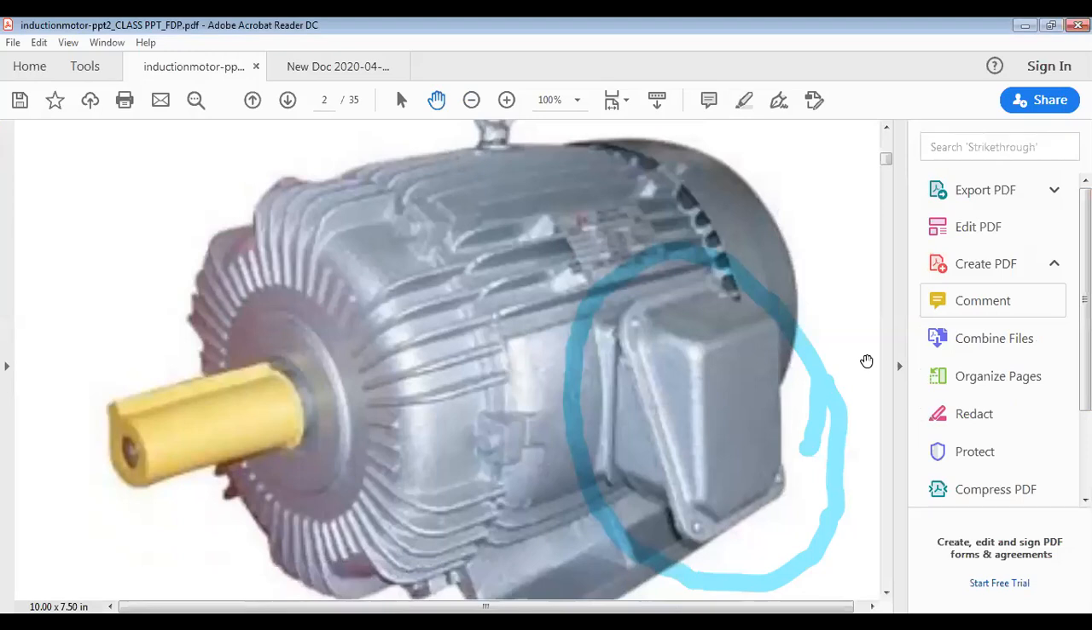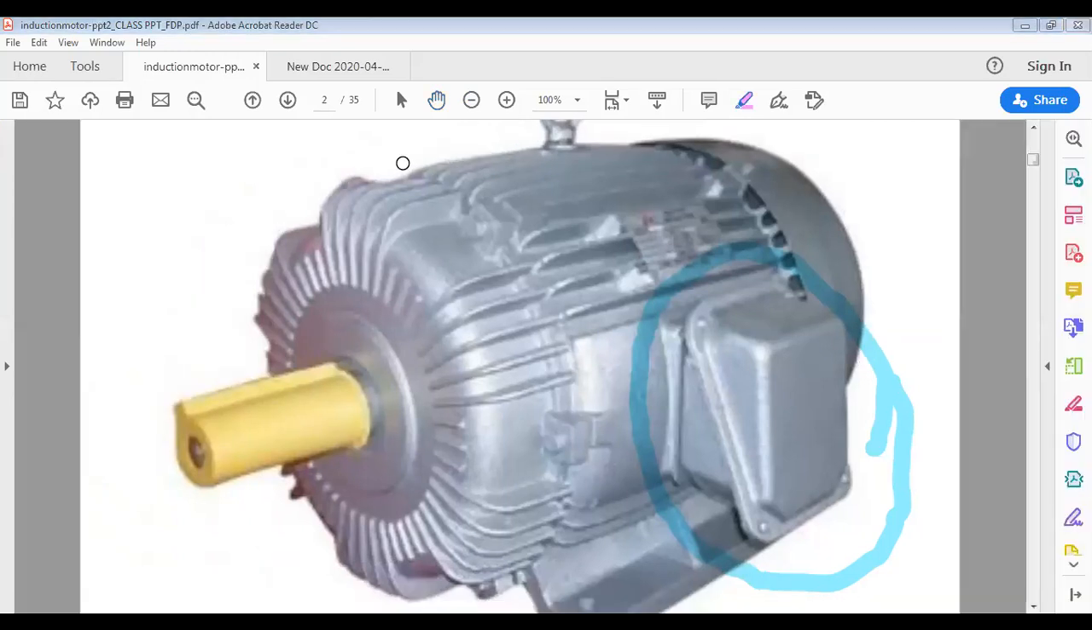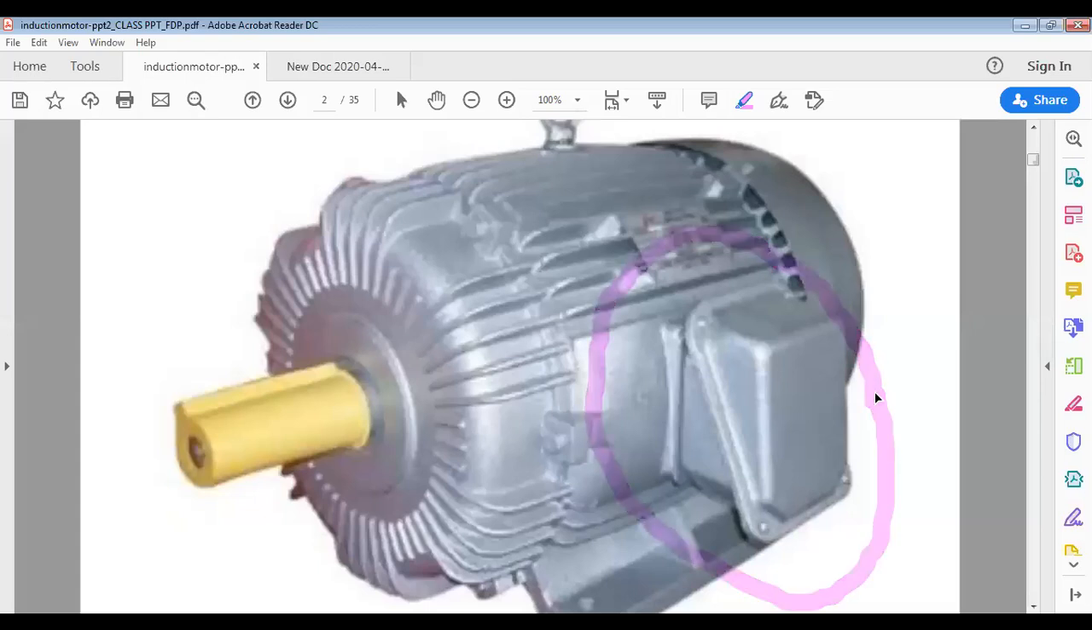Terminals of windings. During the practical, I explained which batch practical I conduct for L2 students. I told you about the terminal box where the terminals of windings are available. Whatever this outer box is, all of you can see, it's a terminal box. If you open it, you will find the terminals of windings here.